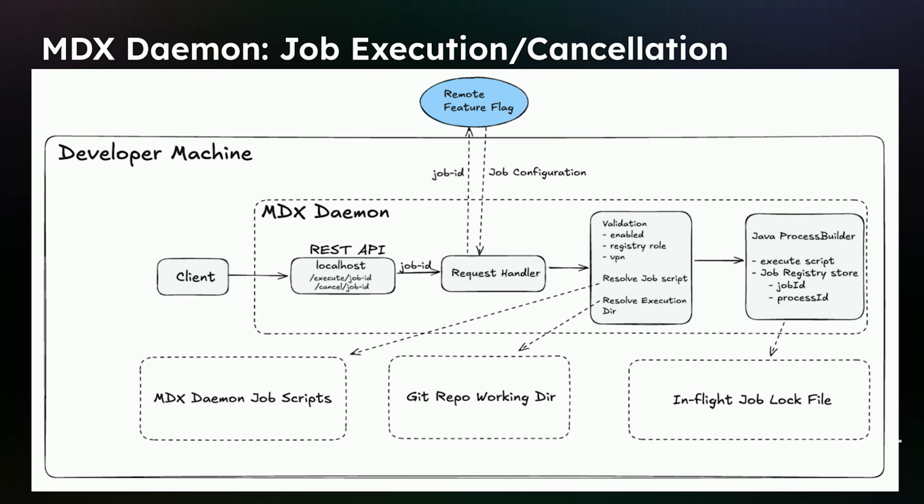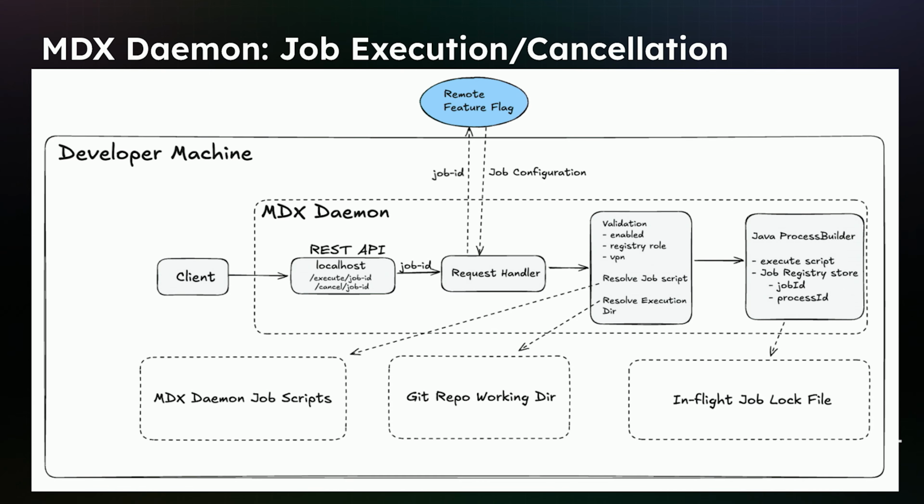The daemon will then use this configuration to perform some steps before the job is ready to be executed. It will perform some validation to determine if this job should even be executed for a particular user in the first place. It will then use the job script name to find the script file located on the machine, and then it will use the Git repository URL to resolve the working directory of the Git project from where the script should be executed from.